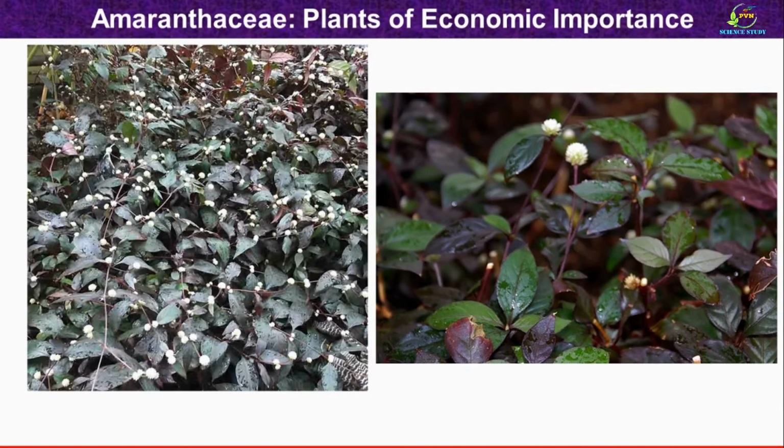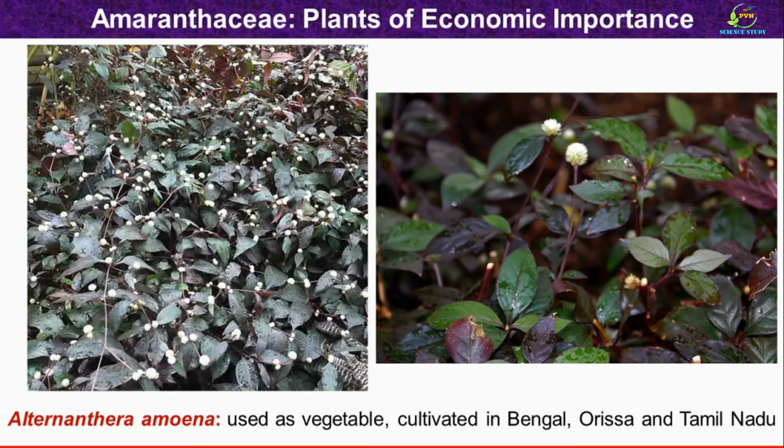Then this is a very beautiful plant. Botanical name of the plant is Alternanthera amoena. It is used as a vegetable and it is also cultivated in Bengal, Orissa and Tamil Nadu.